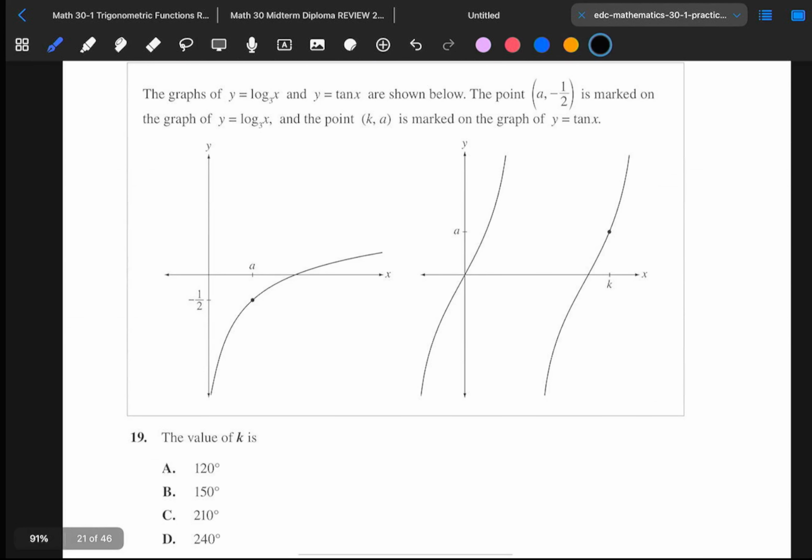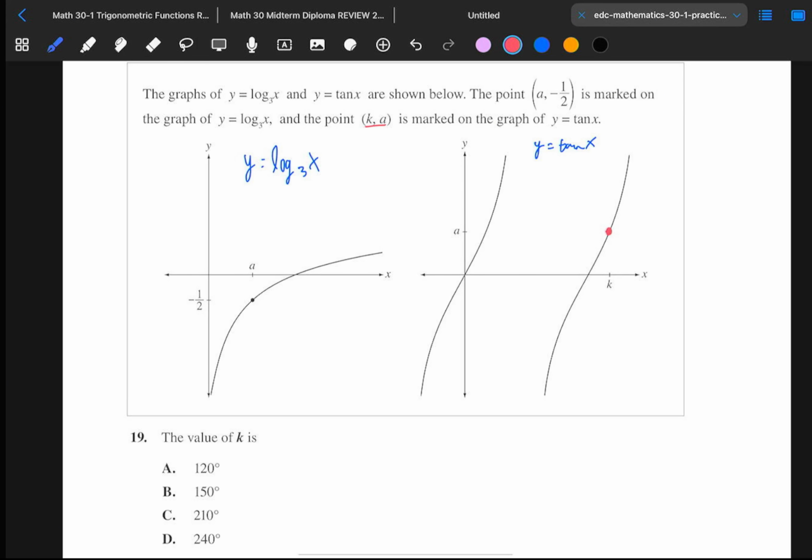Now this one's a bit tricky. We have the graphs of y equals log base 3 of x and tan of x on the right. And we have the point A, comma, negative 1/2 marked on the graph of log of x. So this is y equals log base 3 of x. And this one is just y equals tangent of x. We're looking for a point k, comma, a marked on the graph of tan of x. So we're looking for this specific point right here.